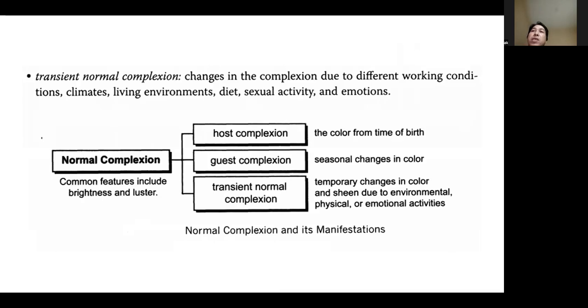Transient normal complexion: changes in the complexion due to different working conditions, climate, living environments, diet, sexual activity, and emotion. This is the normal complexion and its manifestation. The common features of the normal complexion include brightness and luster. The host complexion, guest complexion, and transient complexion. In the host complexion, the color is from the time of birth. The guest complexion has seasonal changes in the color. And the transient complexion is the temporary changes in color and sheen due to environmental and physical or emotional activities.